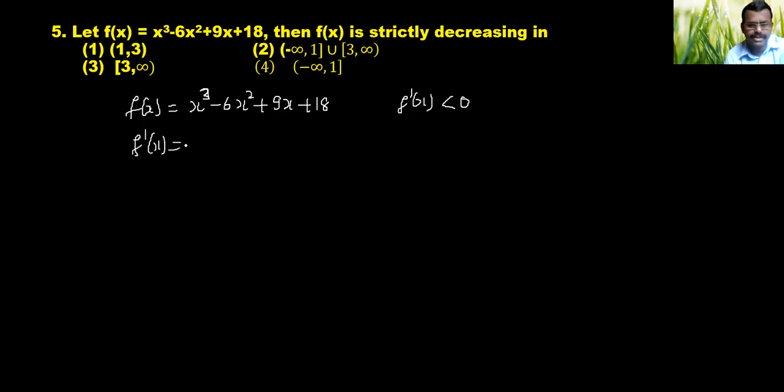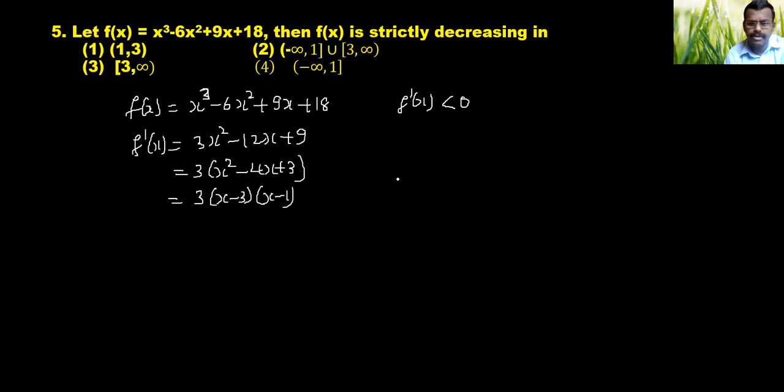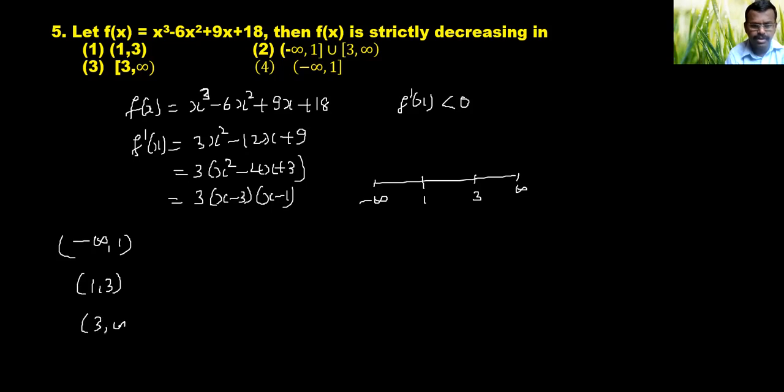F dash of x is 3x square minus 12x plus 9. Take 3 common. When you take 3 common, we get x square minus 4x plus 3. Make a factor. We get x minus 3 into x minus 1. That means x value is 1 and 3. There are two critical points. On this edge we can consider minus infinity, and here it is infinity. Then we have 3 intervals: minus infinity to 1, then 1 to 3, and 3 to infinity.